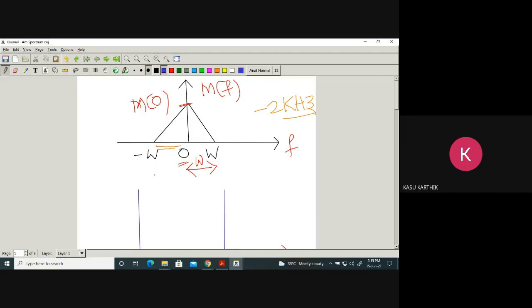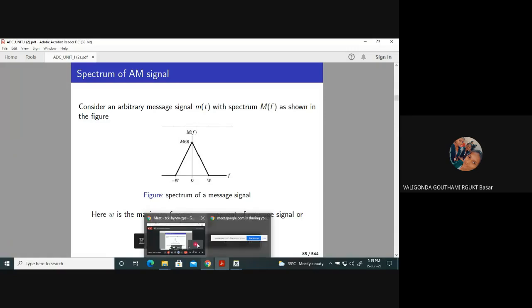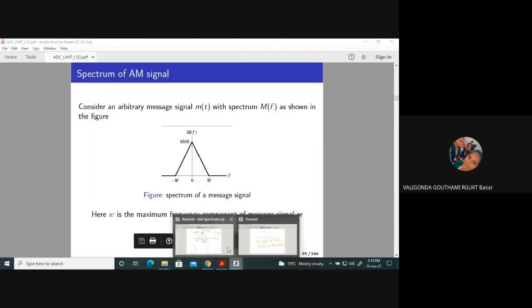So in our course, for symmetry purposes, whatever is there on the right hand side, the same thing should be there on the left hand side. It is by default. If I write something here, I should write the same thing here also, because it has to be symmetric. So this is the spectrum of our message signal with the bandwidth omega, or with the maximum frequency component omega.